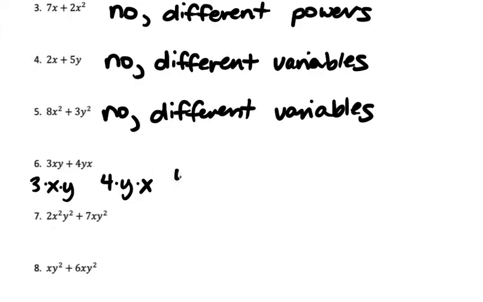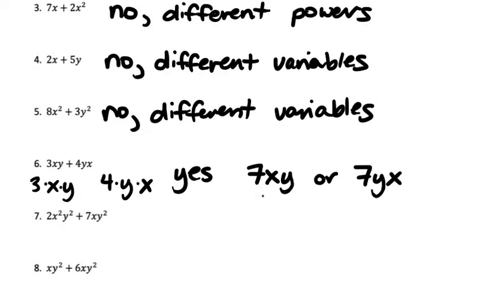So these are like terms. They both have an x and they both have a y. And so when we add them, we get 7xy, or we could write it as 7yx. Generally with variables, we write them in alphabetical order, so you would probably see this. But if you entered this into MyLab Math, that probably would be fine as well.